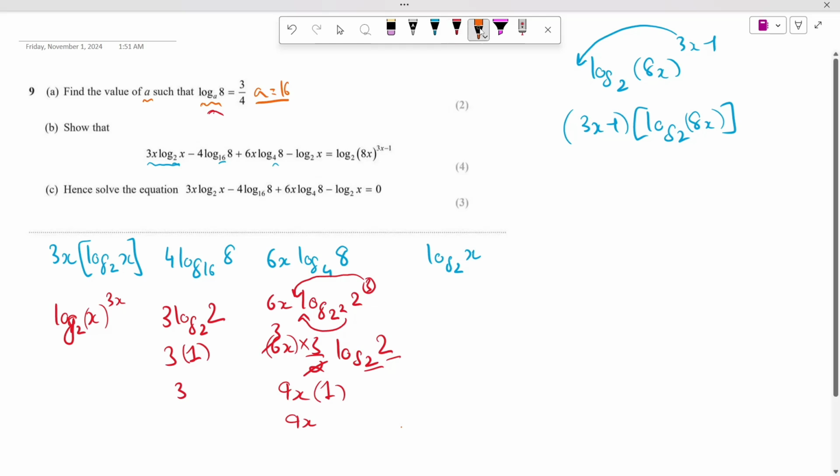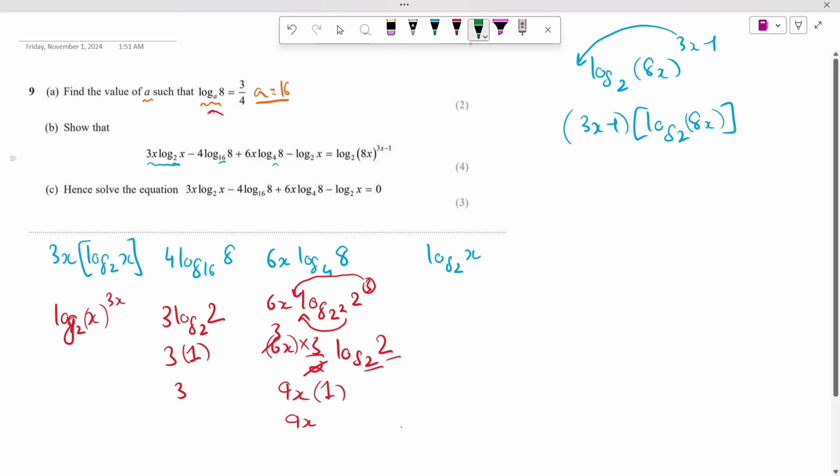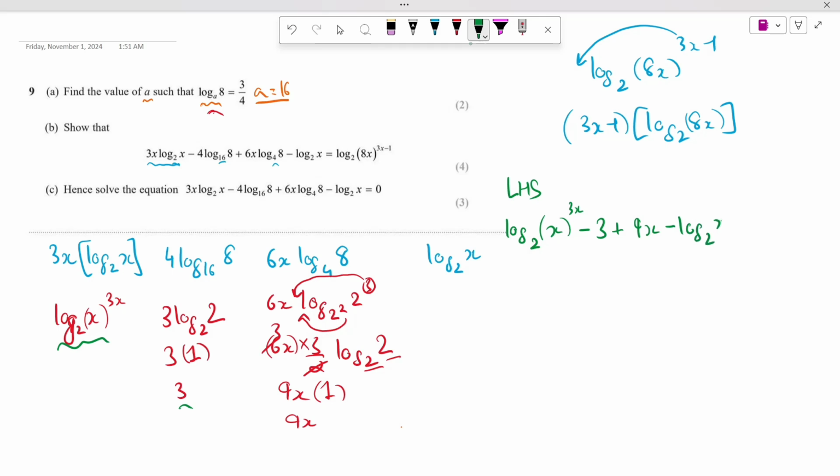Let me change the color. Let's go with green. Okay, so the LHS terms were here. I've calculated. First term was this log 2 x to the power 3x. Then the sign was minus and this was the term, that is 3, and then the sign was plus and the third term was 9x and the last term was this minus log 2x. This is the LHS. Now we'll solve this.